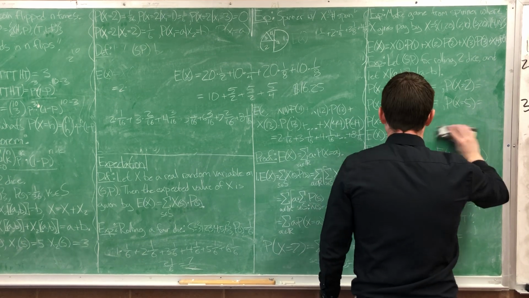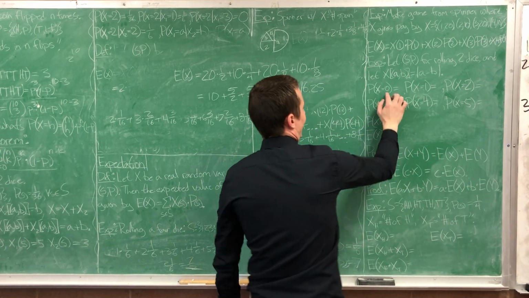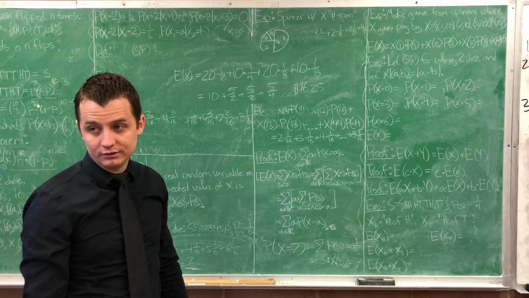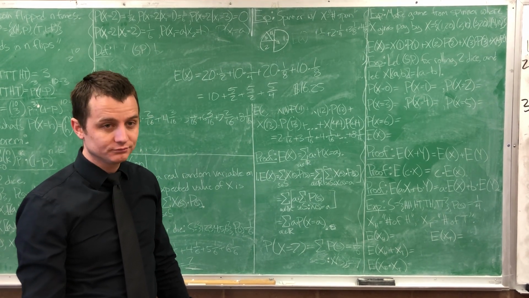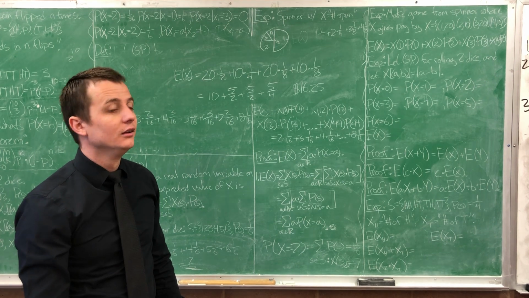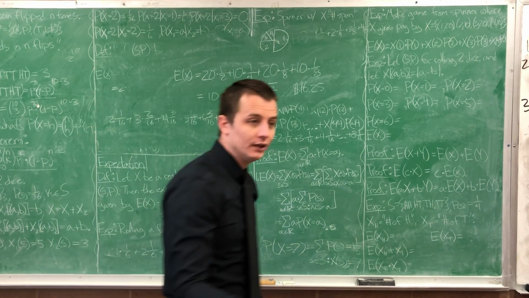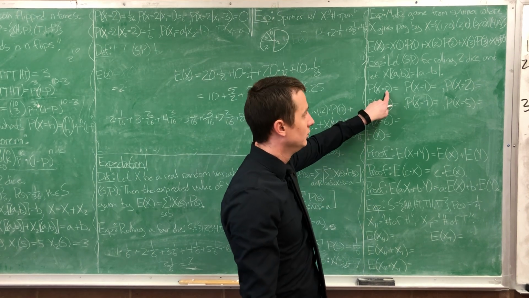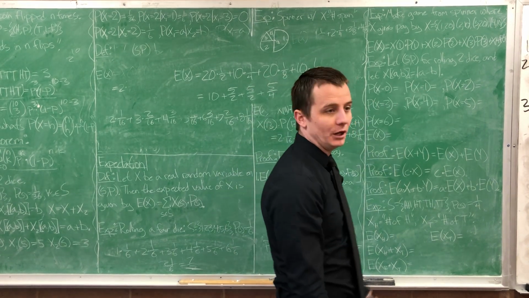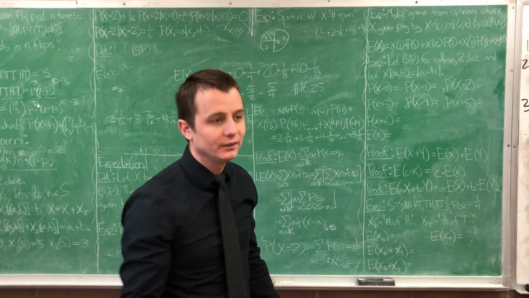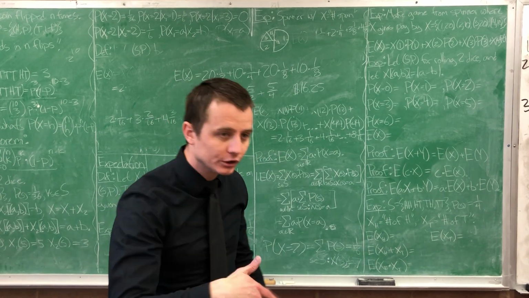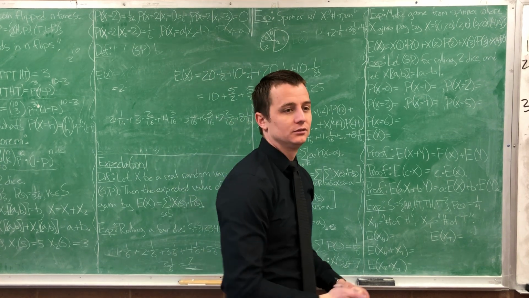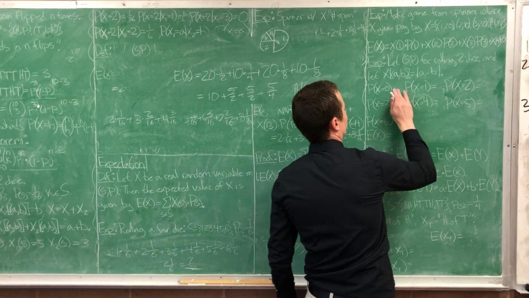What is the probability that x is equal to 0? You're rolling 2 dice. When is x 0? When they're both the same number. If I rolled a 1 and a 1, that's 0. If I rolled a 2 and a 2, that's 0. So how many ways can I do that? 6 ways, so 6 over 36, or 1 sixth.